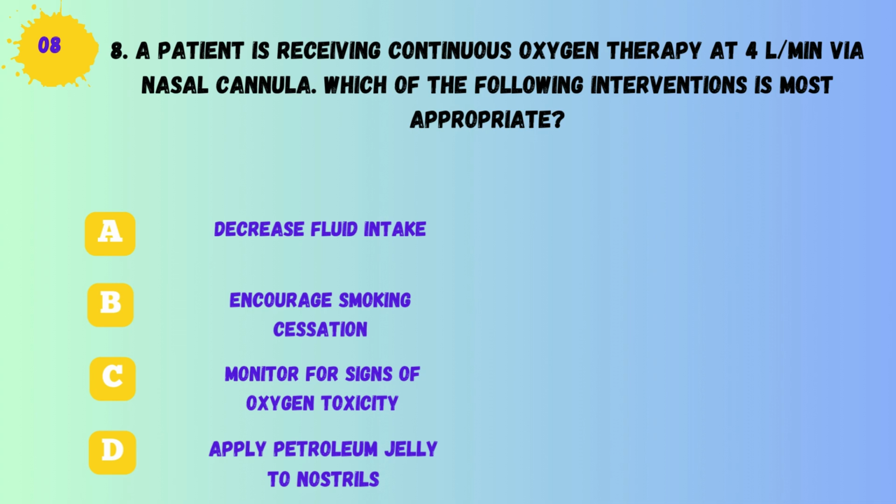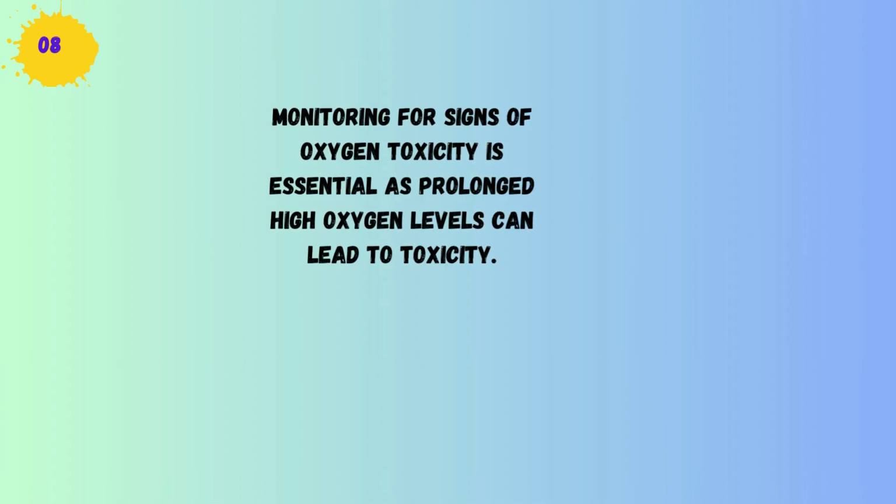8. A patient is receiving continuous oxygen therapy at 4 L/min via nasal cannula. Which of the following interventions is most appropriate? A. Decrease fluid intake. B. Encourage smoking cessation. C. Monitor for signs of oxygen toxicity. D. Apply petroleum jelly to nostrils. Answer: C. Rationale: Monitoring for signs of oxygen toxicity is essential as prolonged high oxygen levels can lead to toxicity.